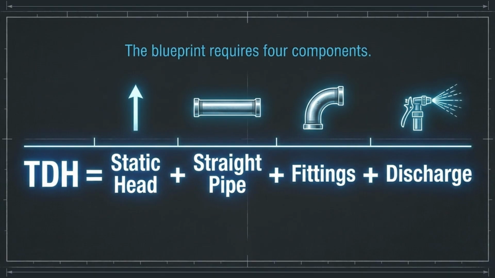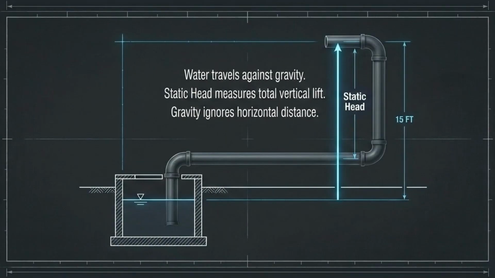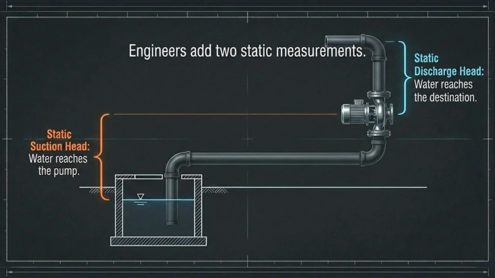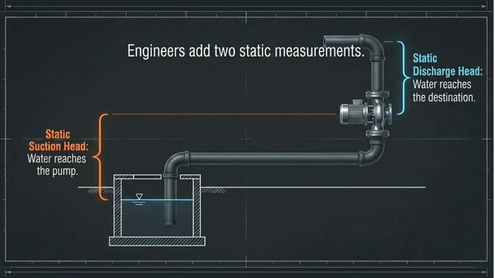The formula for TDH consists of four essential components: static head, resistance from straight pipe, resistance from fittings, and finally, the discharge pressure requirement. Static head measures the total vertical lift water must travel against gravity. Crucially, gravity does not factor into horizontal distance, only the elevation change. To get the full picture, engineers combine the static suction head required to reach the pump with the static discharge head needed to push water to its final destination.